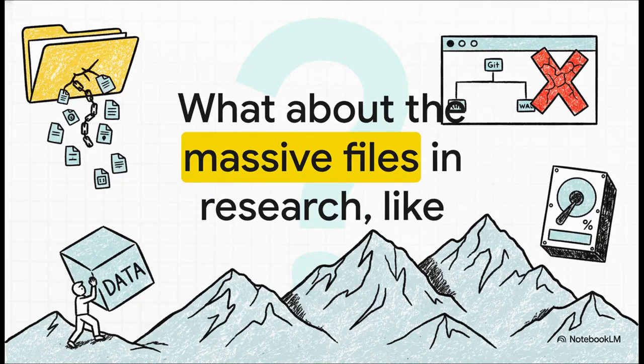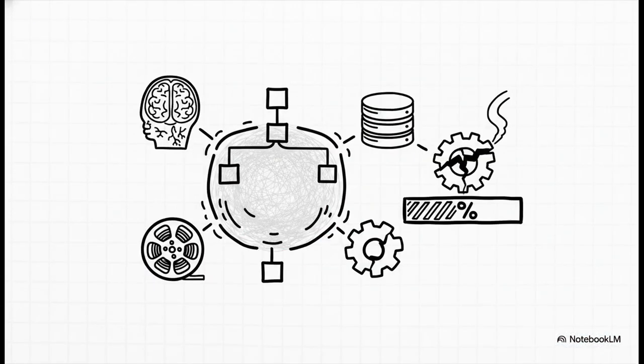But here's the catch for researchers. What about huge data files? Yeah, Git kind of chokes on those. See, Git tries to save a full copy of every version. This just makes your project huge and slow.